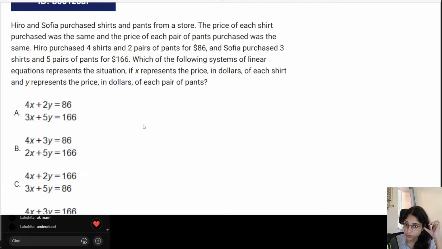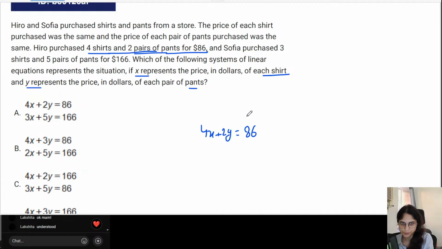X represents the price of each shirt and Y represents the price of each pair of pants. Which of the following system of linear equations? Okay. Price of each shirt purchased is same. Price of each pair of pants is same. Hero purchased 4 shirts and 2 pairs of pants. X is shirt, Y is pants. So this is going to be 4x plus 2y equals 86. Now 3 shirts and 5 pairs of pants for 166. So 3x plus 5y is equal to 166.